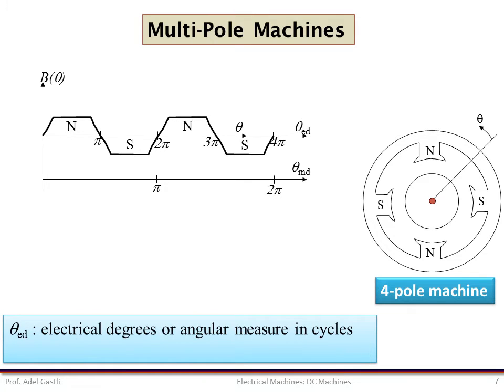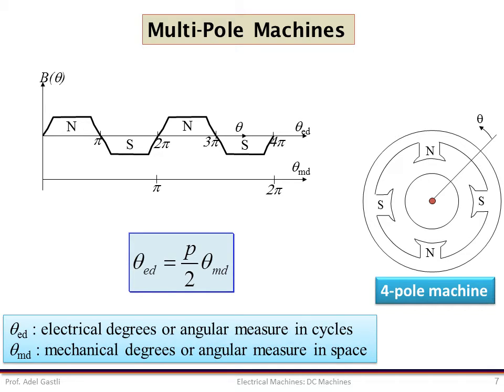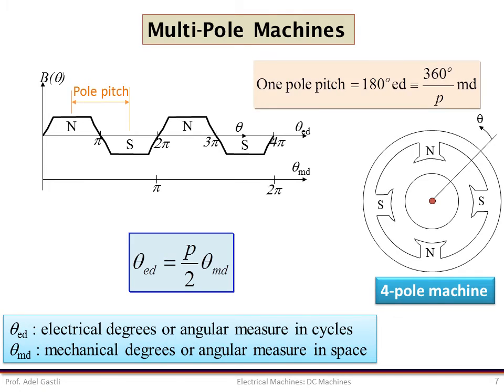Now, if we define theta_ED as the electrical degrees, or angular measure in cycles, and theta_MD as the mechanical degrees, or angular measure in space, then for a P-pole machine, we can write that theta_ED is equal to P over 2 multiplied by theta_MD, where P is the number of poles. So P over 2 is actually the number of pairs of poles. Notice also that the distance between the centers of two adjacent poles is known as pole pitch or pole span and equals 180 electric degrees or 360 over P mechanical degrees.